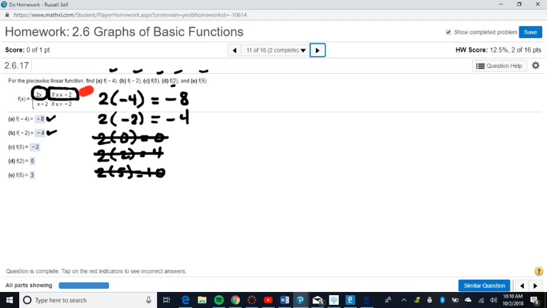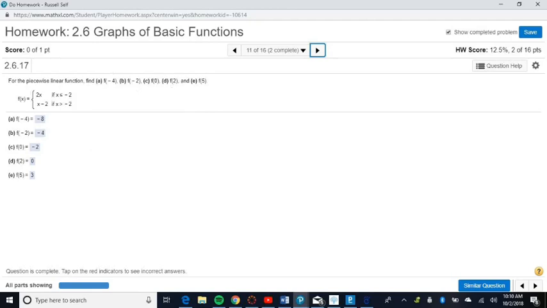Once you've done all of those, what we're going to do next is exactly the same thing, but this time we're going to do it with the other function. So remember, the other function is x minus 2, but remember, x has to be bigger than negative 2. It's our constraint.